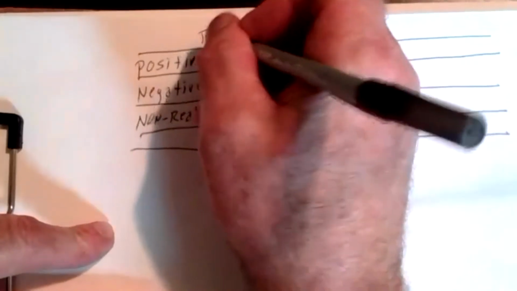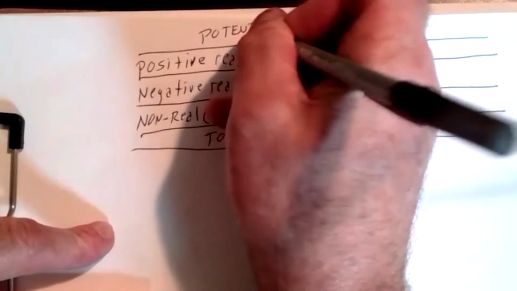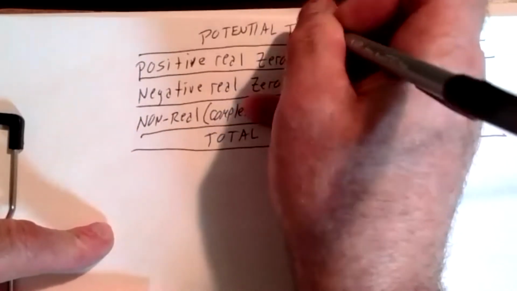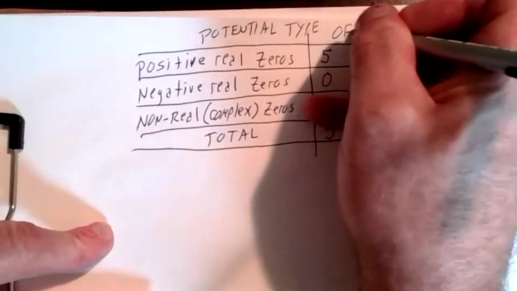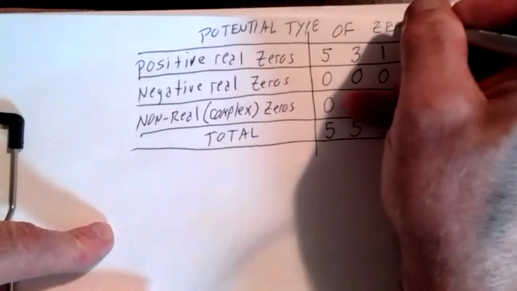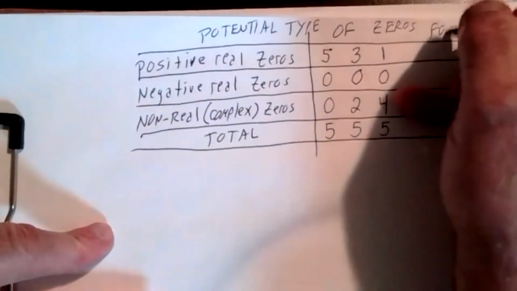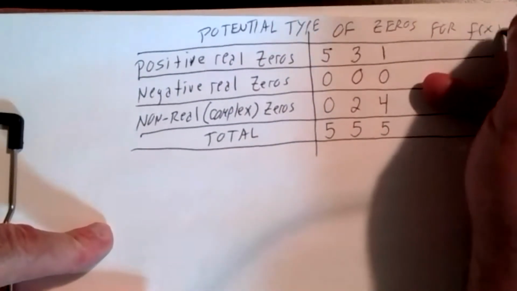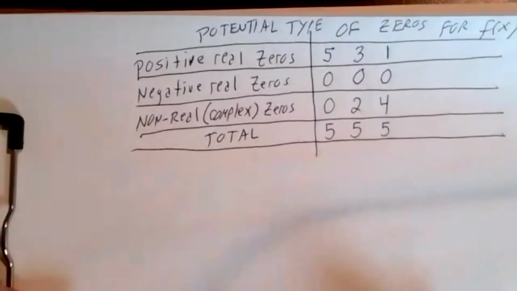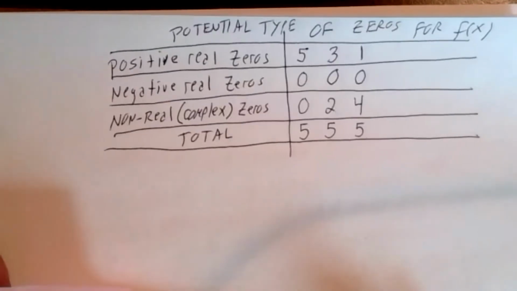This is the potential type of zeros for f of x. It's the potential type of zeros for f of x.